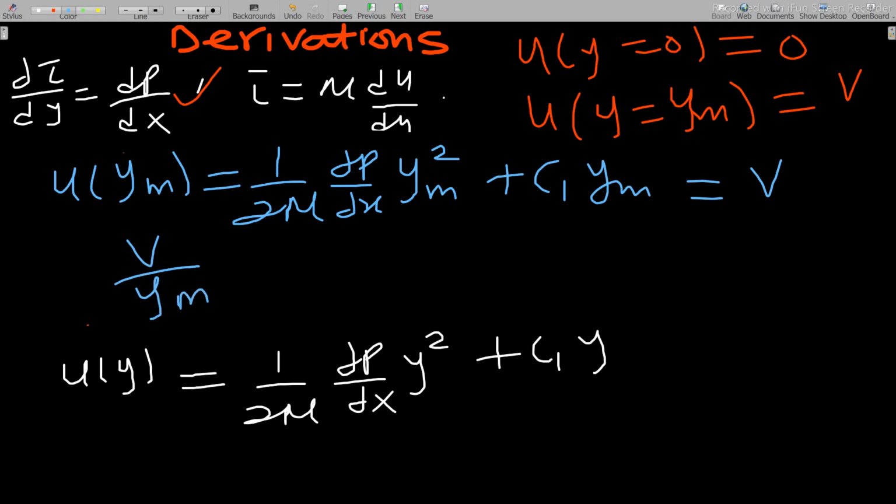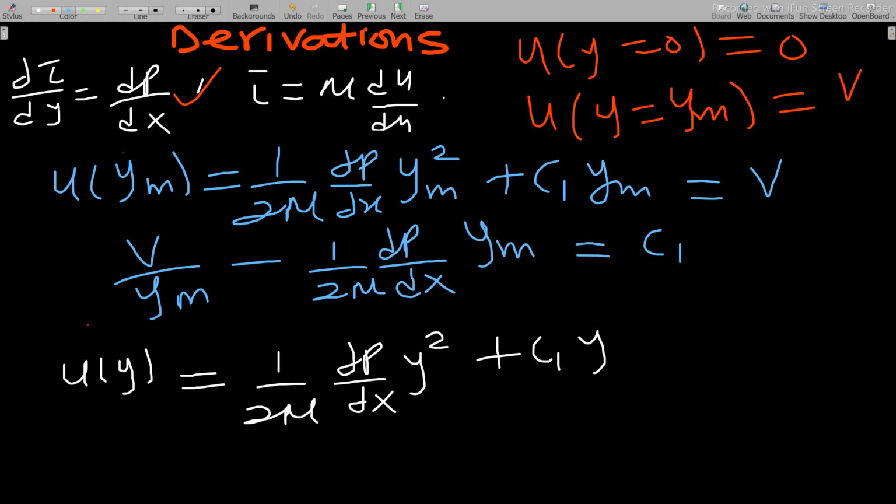Then, minus, I'm doing the linear equation very straight like that. Minus 1 over 2 mu dp dx ym is equal to c1. How? This is very simple, okay? I just took the whole of this, okay? First, you divide through by your ym. And if I divide this by ym, I'll get v over ym. This over ym, okay? This will cancel this. The whole of this over ym, the ym will take one of them out, so it's simple like that, okay?